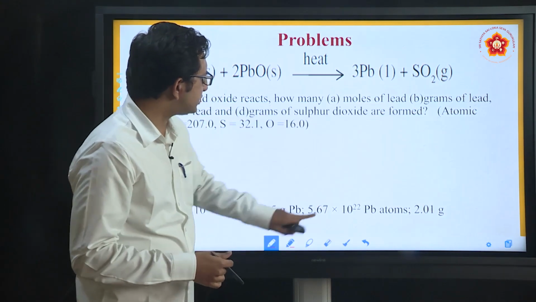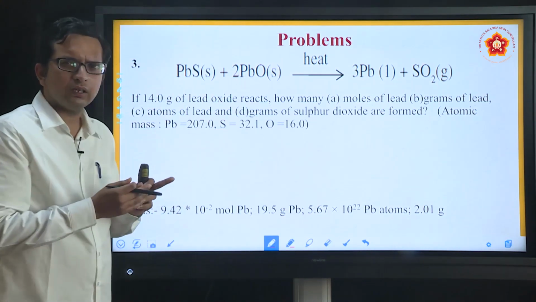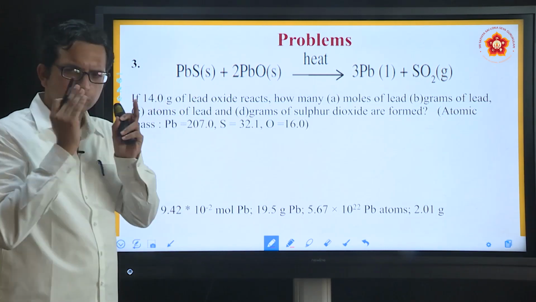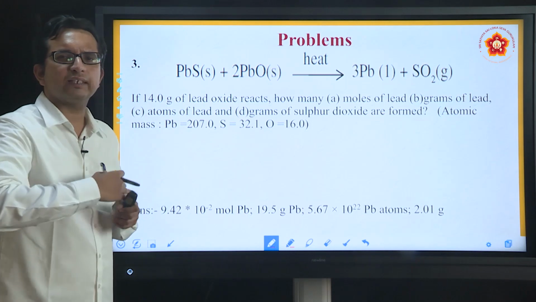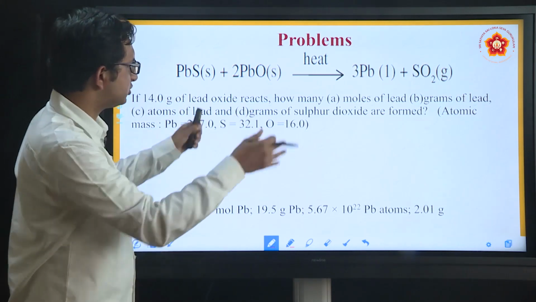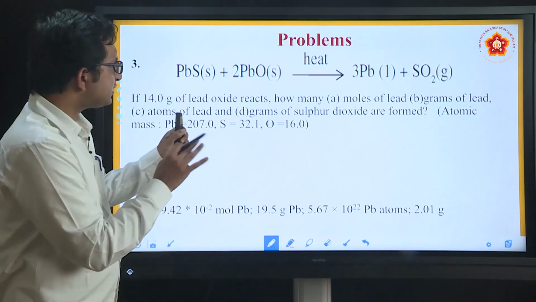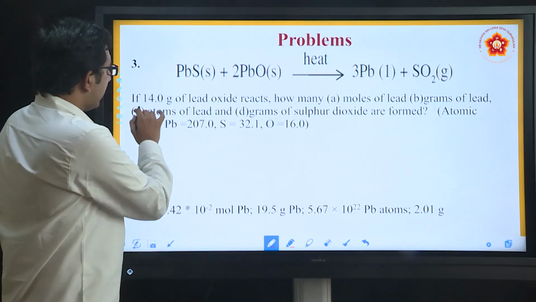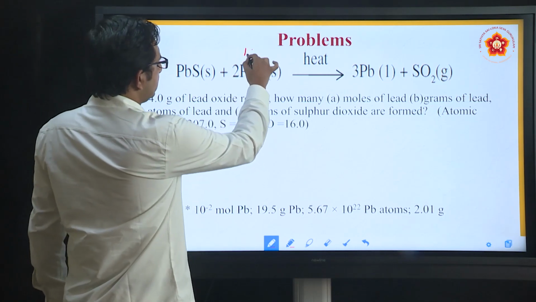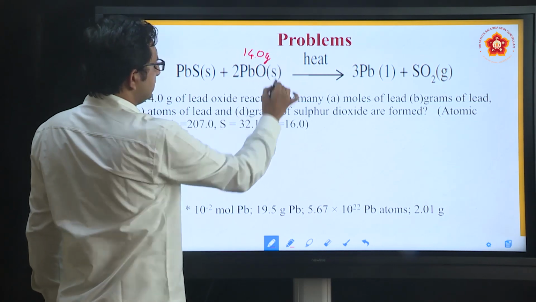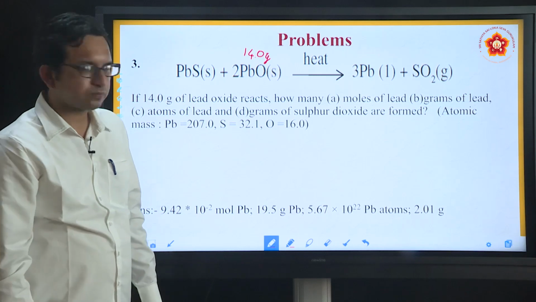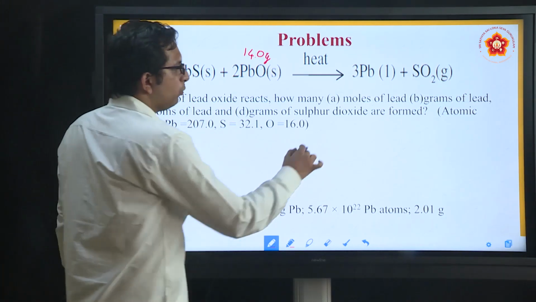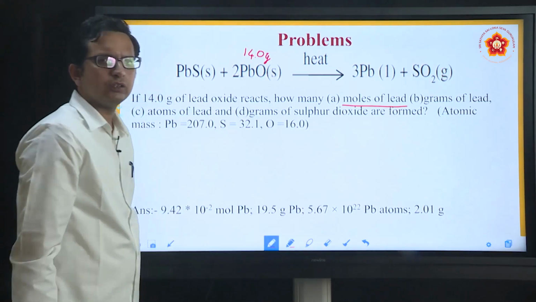This is a big question where it involves many things. In exams they generally ask any one of those aspects. These types of examples are chosen so that we can explain various concepts to a large extent. First, the reaction is balanced, that is seen. The data given is only that 14 gram of lead oxide is reacting. First we have to understand how many moles, because the first question is how many moles of lead are reacting.